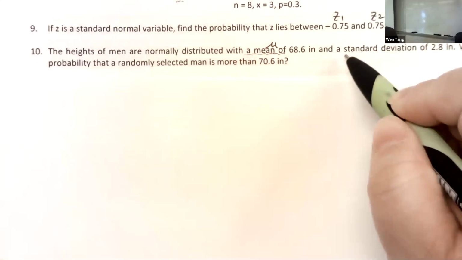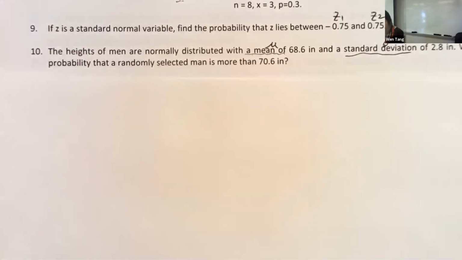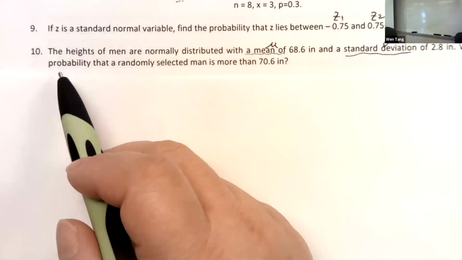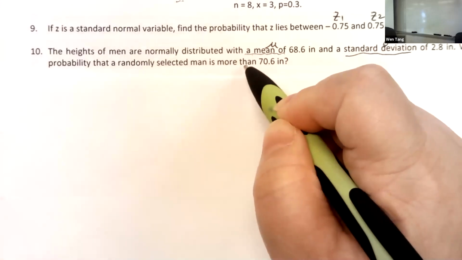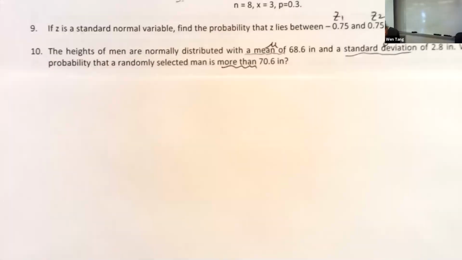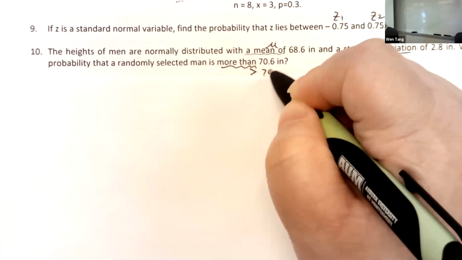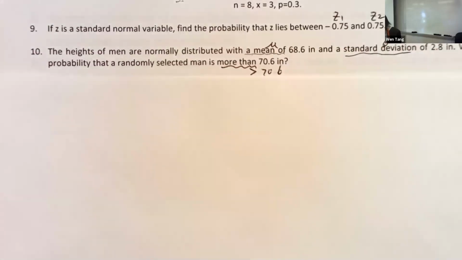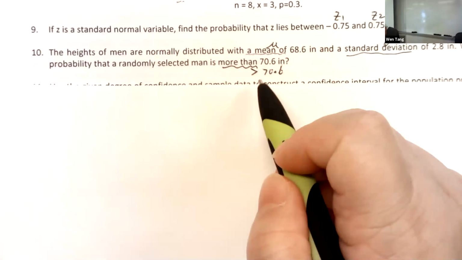And we also know that the standard deviation, sigma, is also from the population, right? So we're gonna find the probability a randomly selected man is more than... So first, we should be very careful. Here is more than, which means it's greater than, right? We're going to use this sign, greater than, and then we have the value here, 70.6. That's why you should be careful about more than.